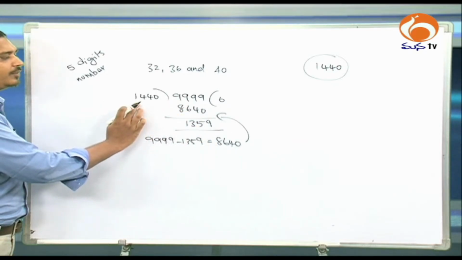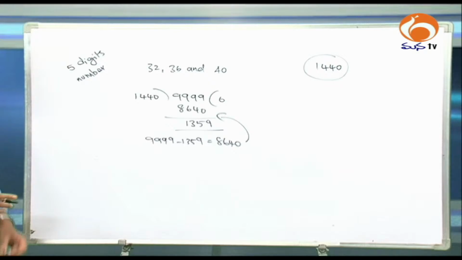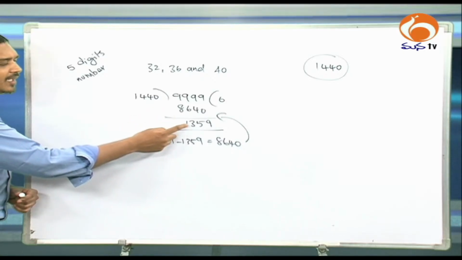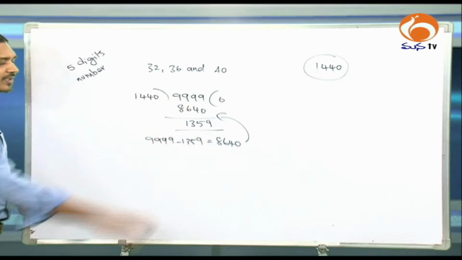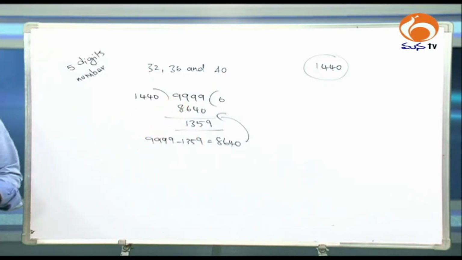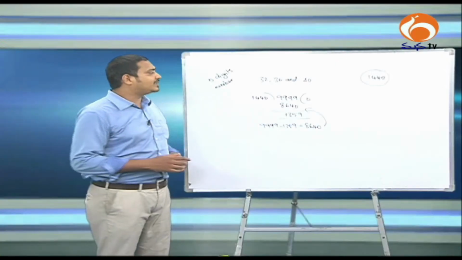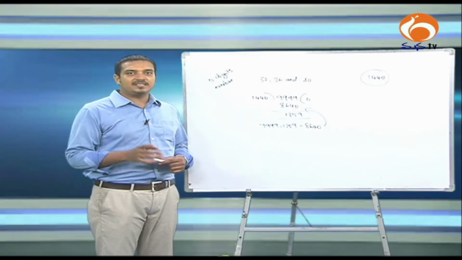So with 1440, what you have to do is take the highest 4 digit number and divide it by this 1440. When you divide, you get 6 times, which is 8640, and after the subtraction we get 1359. Just subtract this 1359 from 9999, obviously you'll get 8640, and 8640 is the highest 4 digit number which is divisible by 32, 36 and 40.